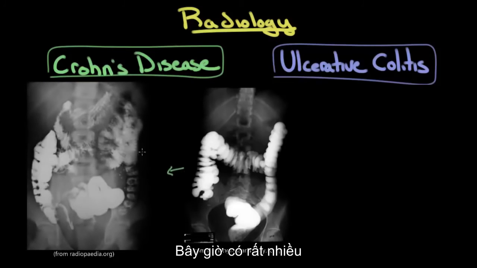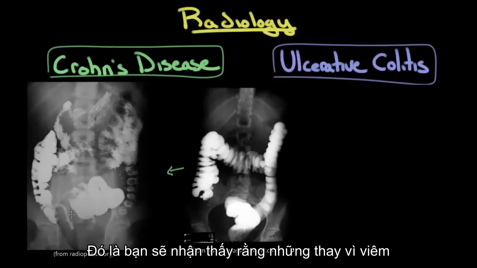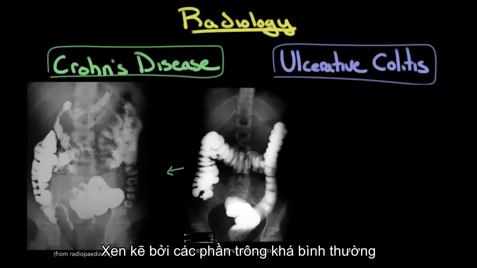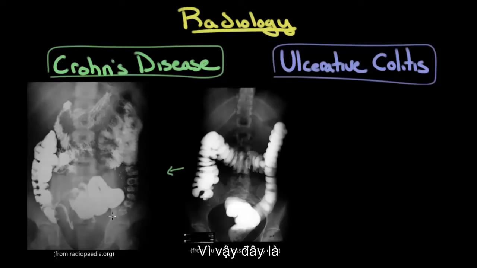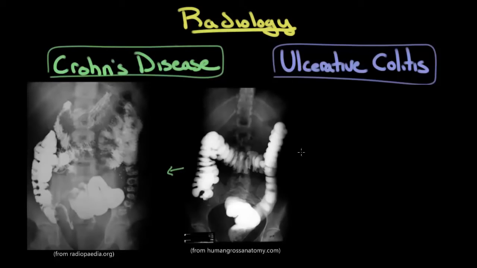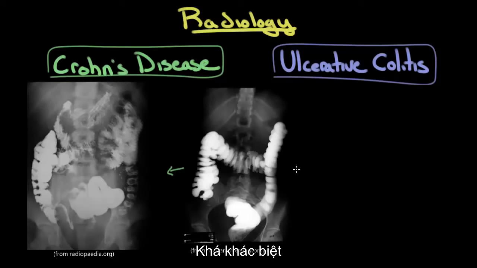Now, there are a lot of things going on in this image, but what I want to point out is that you'll notice that the inflammation is occurring in both the large intestine as well as parts of the small intestine, and it's intermixed by fairly normal looking sections of intestine. So this is characteristic of Crohn's disease, which are those skip lesions that occur both in the large intestine and the small intestine. Whereas the findings of a barium enema for ulcerative colitis are fairly different.